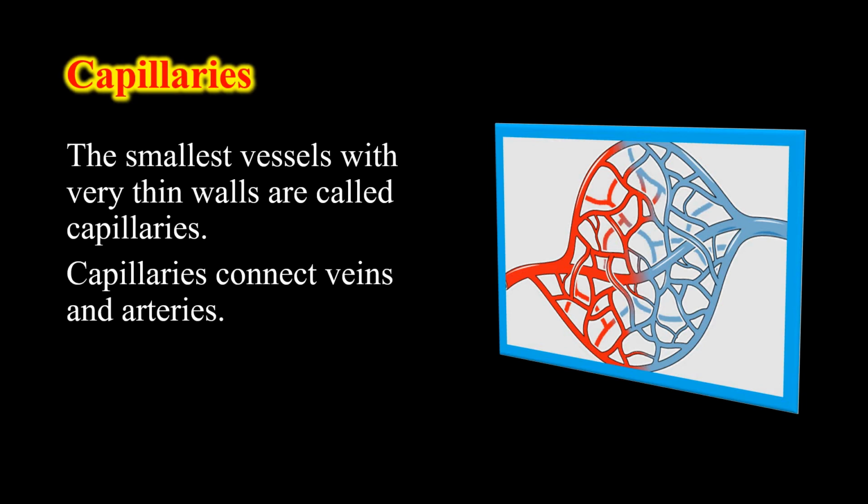Students, when the arteries are about to enter into the organ, they divide into small branches, and when the veins are about to enter into the organs, they also divide into small branches, and these branches unite together and form a net-like structure, that is the capillary.